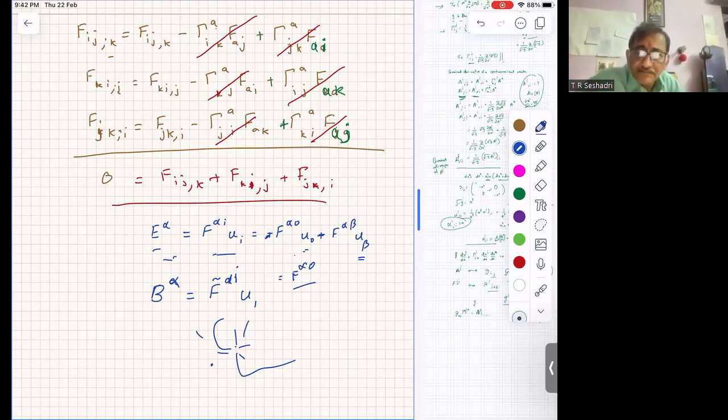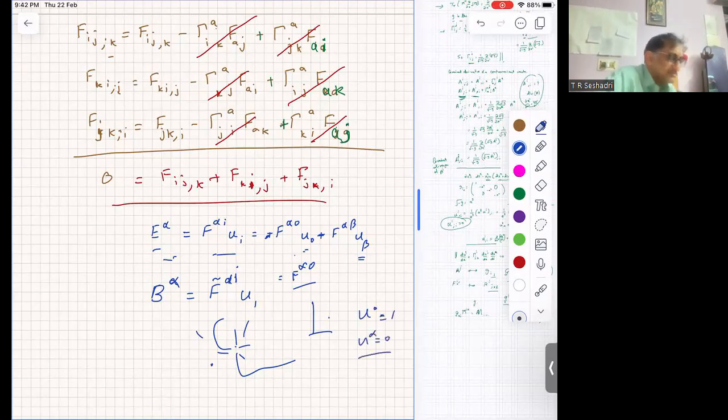Like the four-velocity you said, u^0 becomes 1 and u^beta becomes 0, right? Yes, when it is static. The spacetime being static. What is static? Like the charge being static, right? Yeah, the charge is stationary. So you have a frame in which the charge is stationary. So the velocity of the charge is u^0 equal to 1, u^alpha equal to 0.